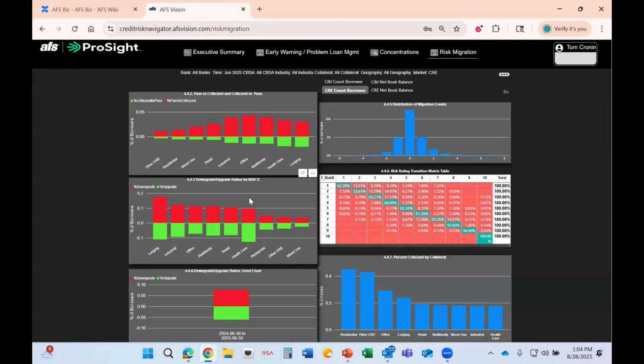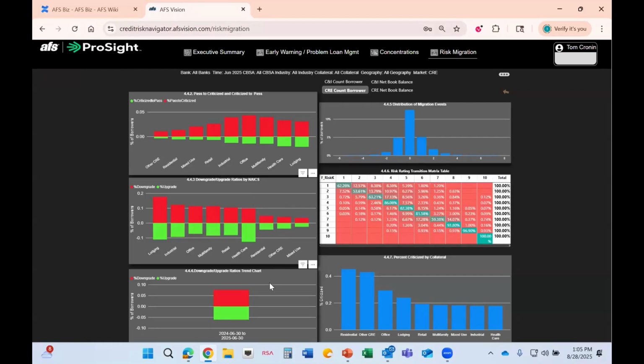The chart right below that, our downgrade upgrade chart, is very similar to the pass to criticize chart. This is sorted by the highest downgrade and covers any risk rating movement. So the first chart is pass to criticize. This could be anything. So it could be going from a 1 to a 2 or a 5 to a 3. And again, there's a column for each property type. The red is a downgrade. So that would be if you went from a 5 to a 7. And the green is an upgrade if you went from a 4 to a 3.